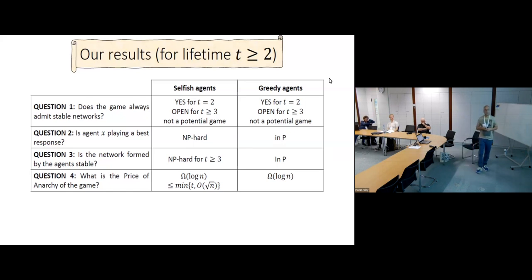So the only results that we cannot import are basically the upper bounds to the price of anarchy of the game. But what we did in our paper was the following. We proved the two upper bounds of the price of anarchy of the game for the model of greedy agents. Okay, so this means that we also have the same upper bounds for the model of greedy agents on the price of anarchy.